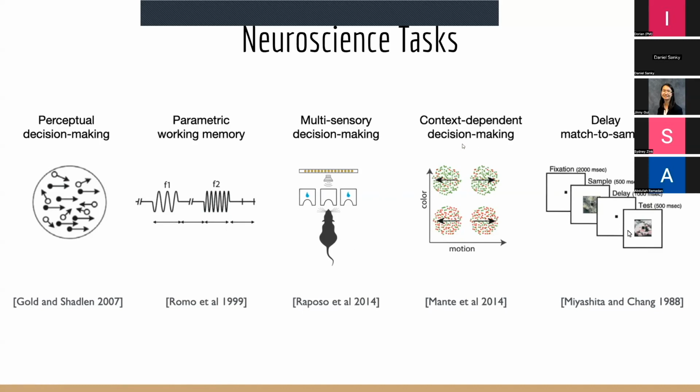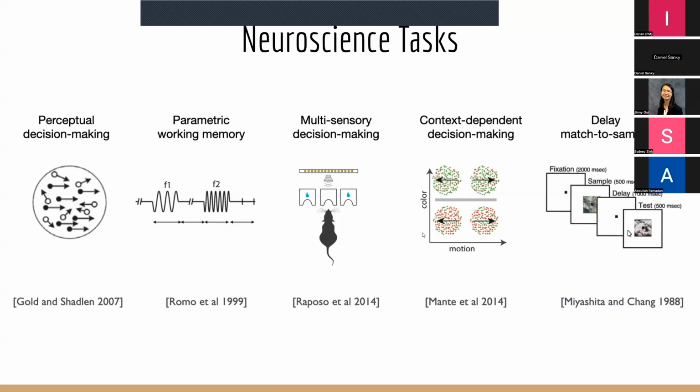The context-dependent decision-making task is similar, and there are two types of inputs. In this case, we're looking at a set of colored dots. And we're asking the mouse or the subject to make a decision on whether the dots are moving to the left or the right, or whether the majority of the dots were colored green or red. So these are the two different inputs. It's motion and color, and it's given both at once, but it has to make a decision on only a single input at each time.